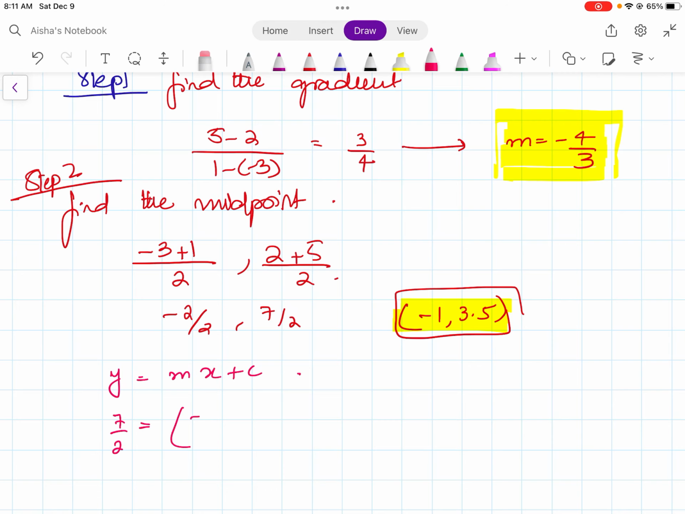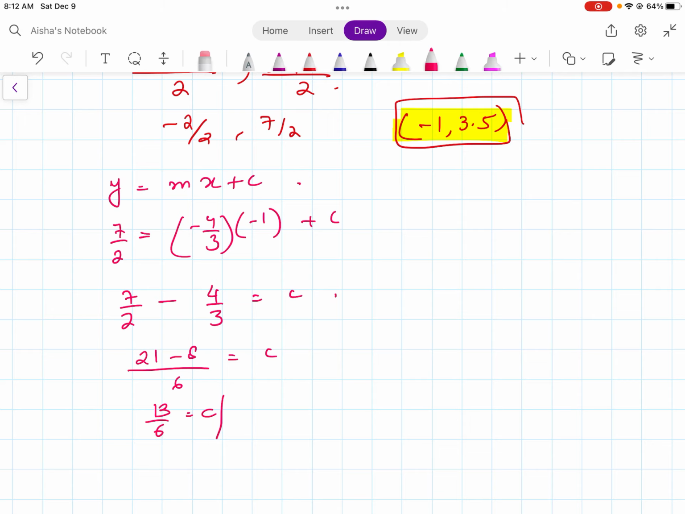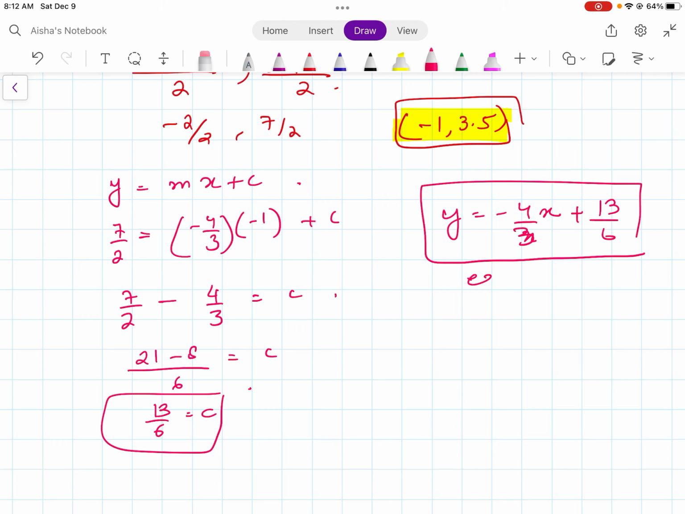7 upon 2 equals to minus 4 upon 3 times x, which is minus 1, plus c. 7 upon 2 minus 4 upon 3 equals to c. 21 minus 8 upon 6, so 13 upon 6 is my value of c. So y equals to mx plus c. That's my equation of perpendicular bisector.